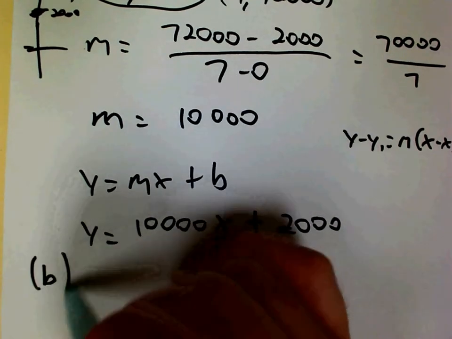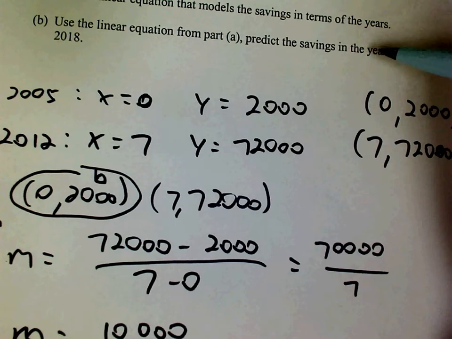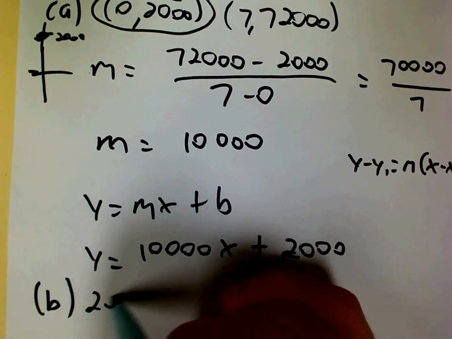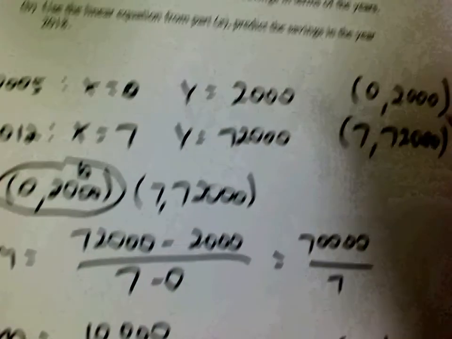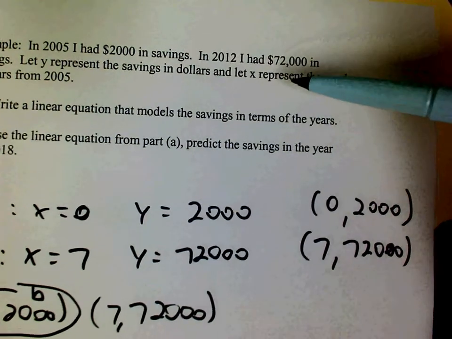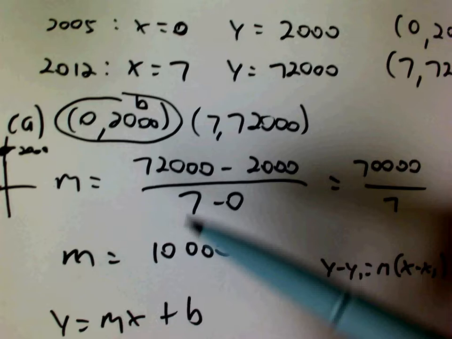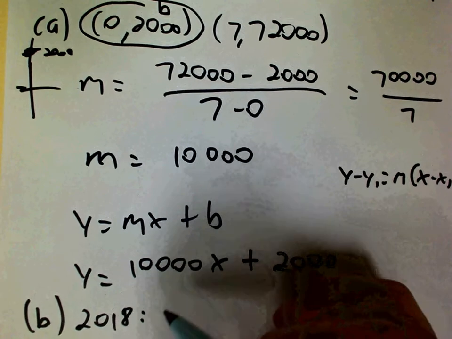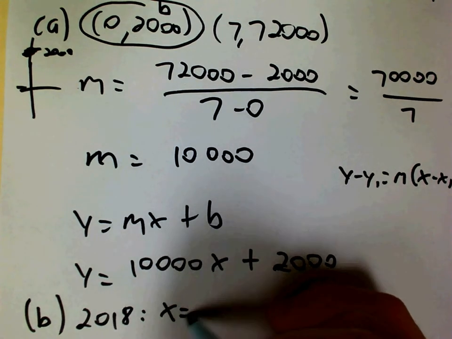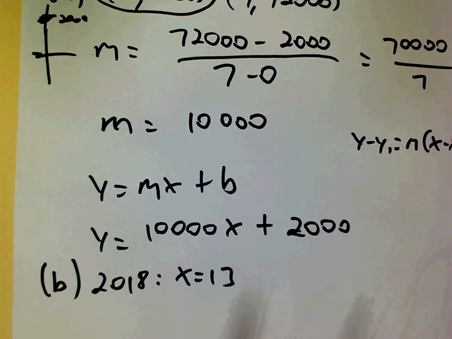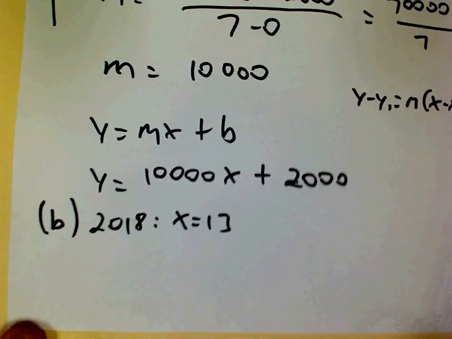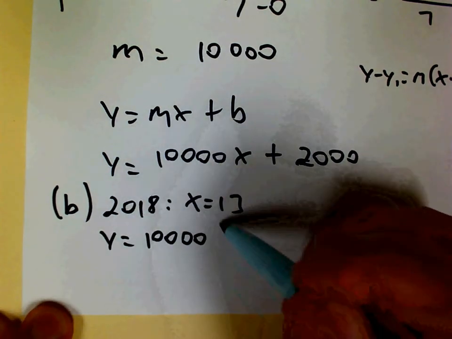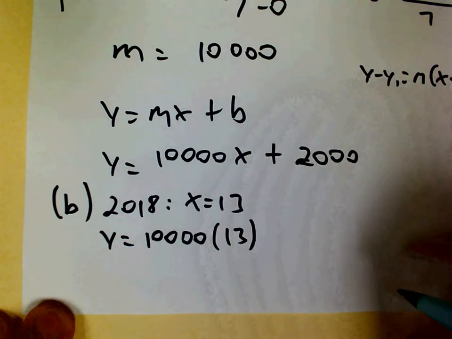Now for B part, we're told to predict the savings in 2018 using the answer from part A. So for 2018, remember what x is. It's the number of years from 2005. So if x equals 0 represents 2005, that must mean that since 2018 is 13 years after 2005, x is equal to 13. So all we need to do is take this equation, and every time we see x, which is 13 in this case, we'll substitute it.